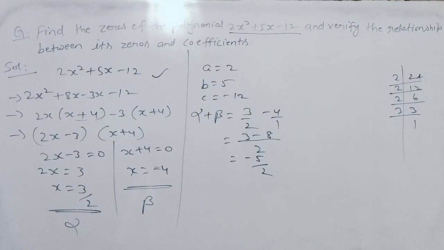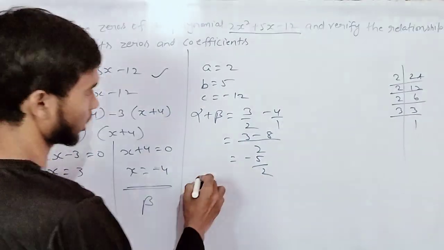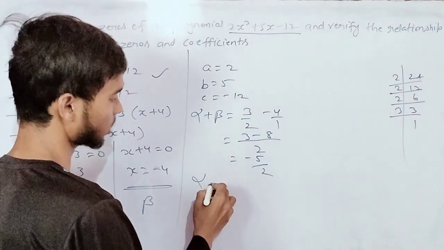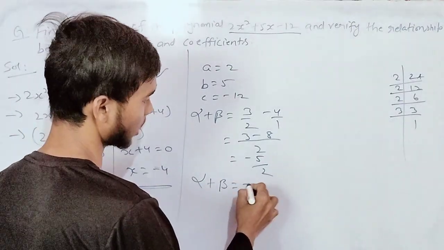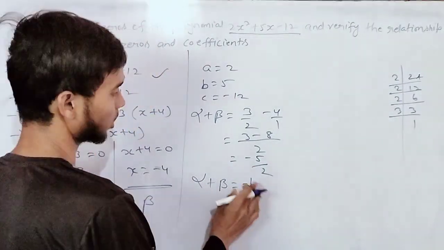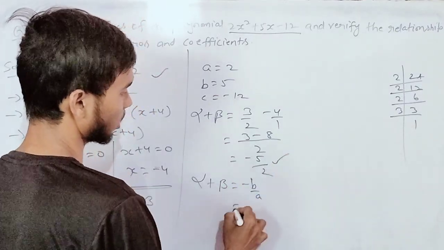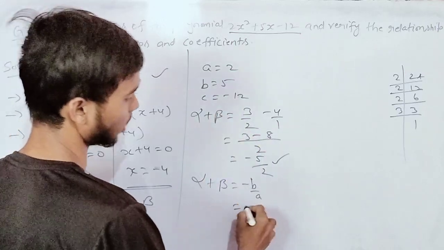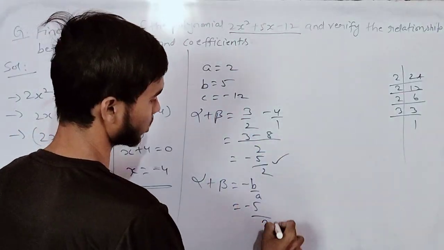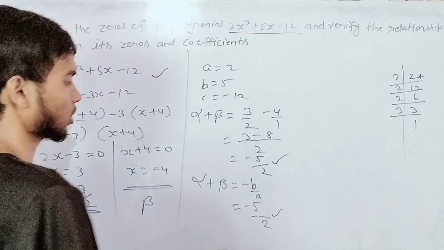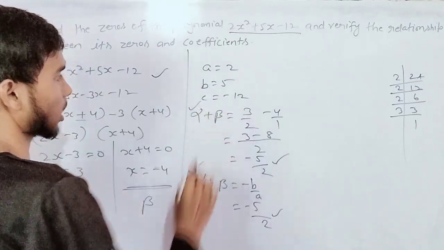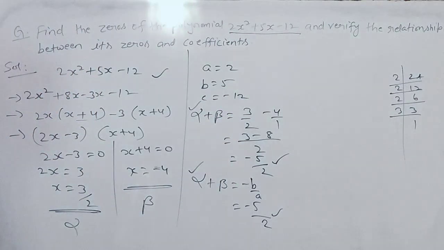Now the product of alpha into beta. And you know that the sum can be written as minus b upon a. You will get the same. The value of b is 5 so minus b is minus 5, and a is 2. This and this are the same. You can use this, you can also use this.